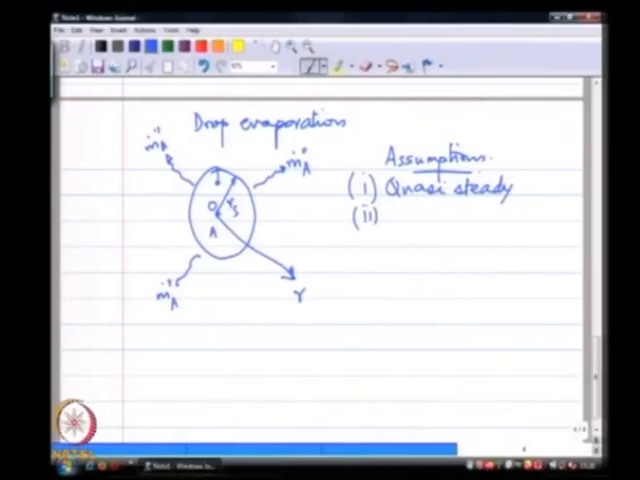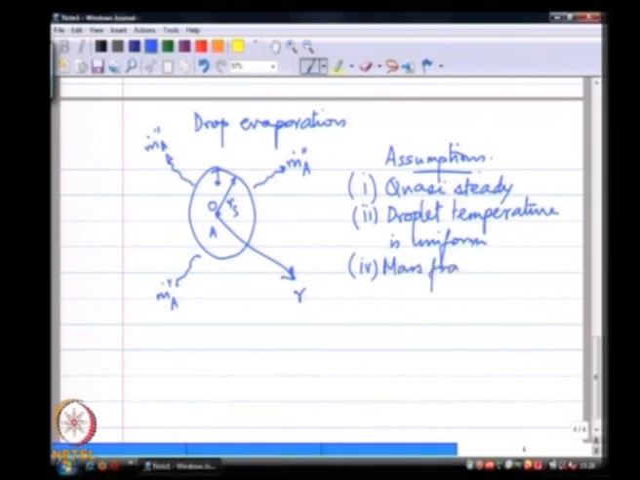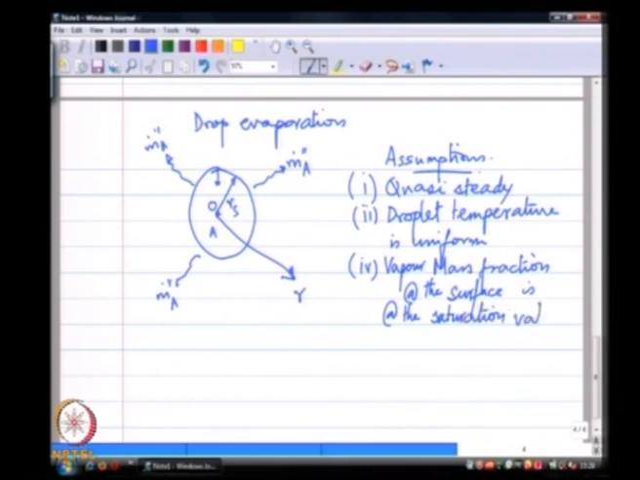Okay. Another assumption is that the droplet temperature is uniform inside the droplet, and a third part is the mass fraction at the surface. So, this is the vapor mass fraction at the surface is at the saturation value. We will come back. I want to make sure we understand this number 3 assumption very clearly.